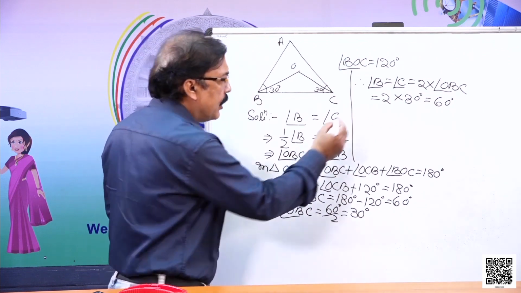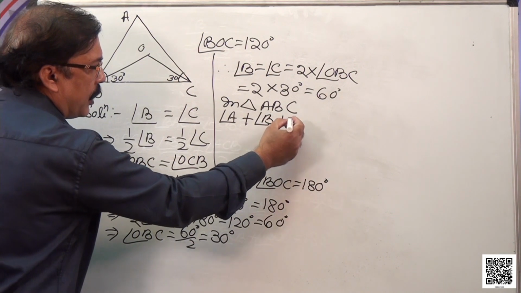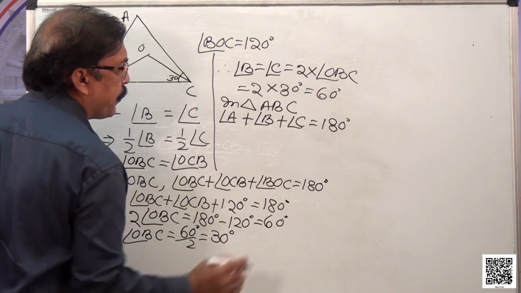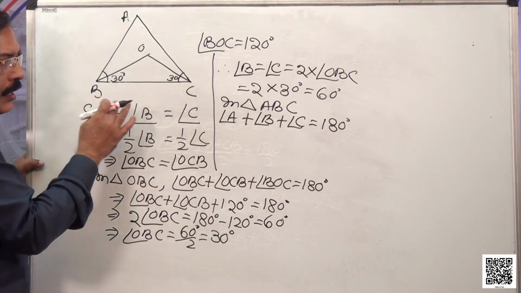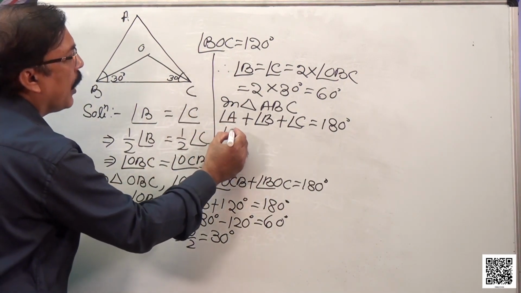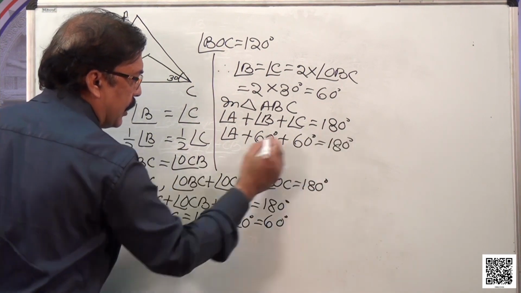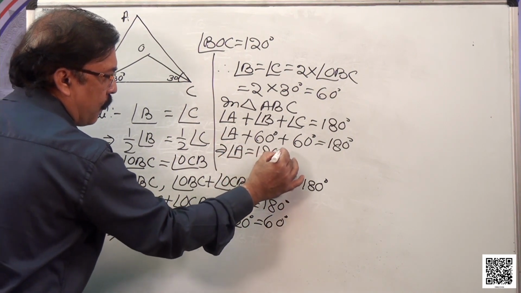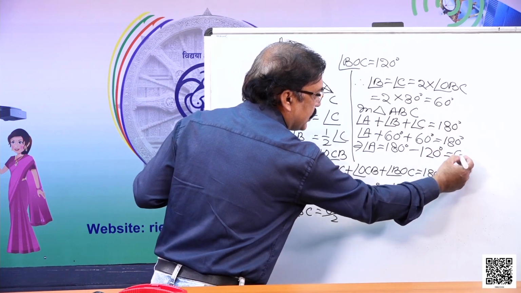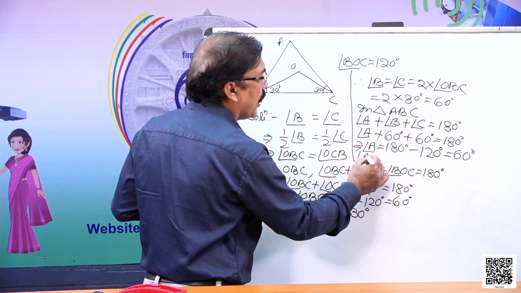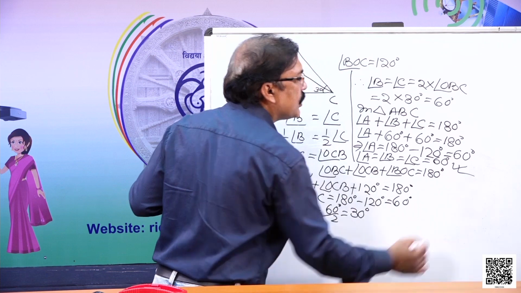Now what about angle A? In triangle ABC we have angle A plus angle B plus angle C is equal to 180 degree. Here the angle B we mean ABC, and angle C we mean angle ACB. So we can write that A plus angle B is 60 degree plus angle C is 60 degree equal to 180 degree. That gives angle A is equal to 180 degree minus 60 degree plus 60 degree, is equal to 180 degree minus 120 degree, and this gives 60 degree. So from this we get angle A is equal to angle B is equal to angle C equal to 60 degree. So this is our solution.